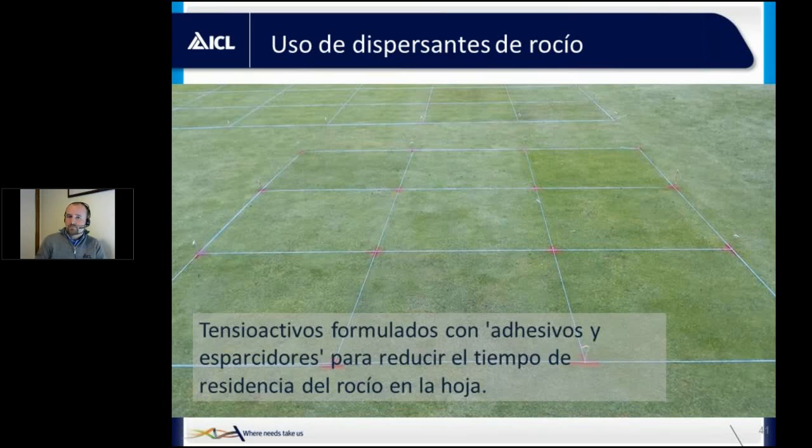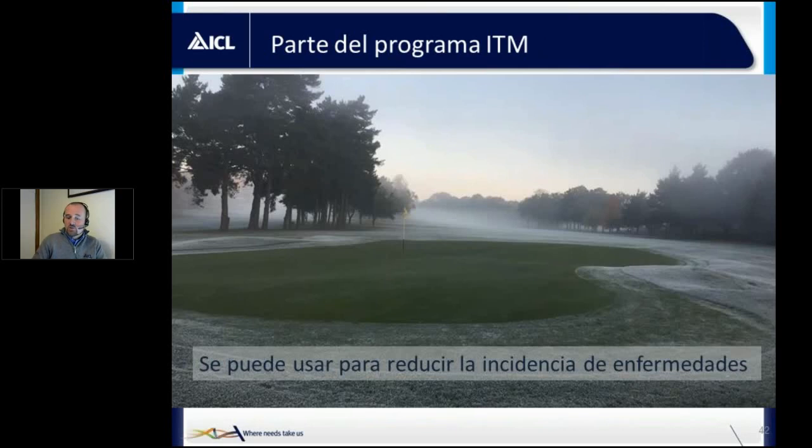Now, dew dispersants can be very useful for a number of things. They improve the dryness of the surface, so improve the quality of cut and the play on the surface. They reduce dew quickly, so as I said, the golfers can putt their ball better, but they also can reduce the incidence of disease. So where you apply them, you get a drier grass blade of the turf, which reduces the disease outbreak, especially for any leaf-borne fungal pathogen type diseases.